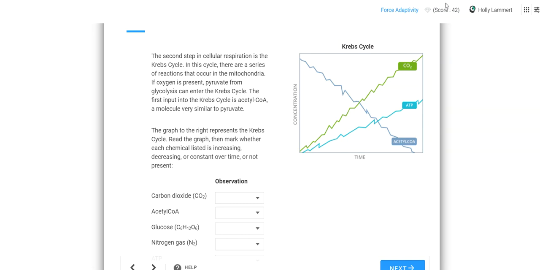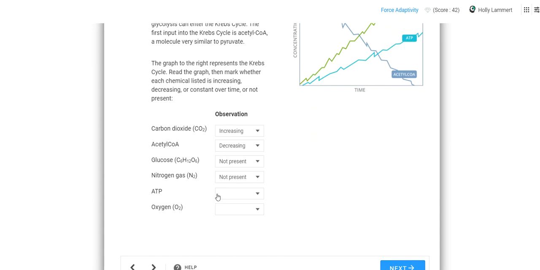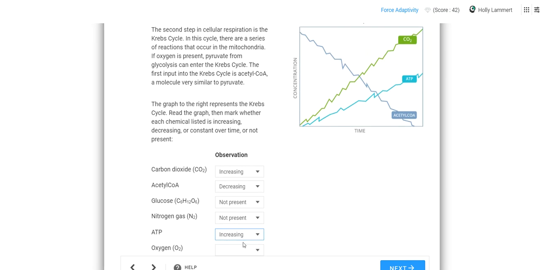So we know how to do this. CO2, increasing. Acetyl-CoA, that's this blue line. That's like pyruvate, that's decreasing. Glucose, do we see glucose here at all? Nope. Again, nitrogen, it's there, but we don't care about it. ATP is increasing, and I don't see oxygen. Nope. Not present. So from here we can take some notes on that. Let's go ahead and do that.